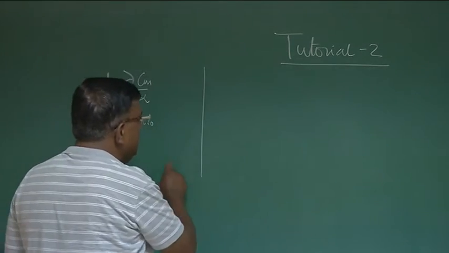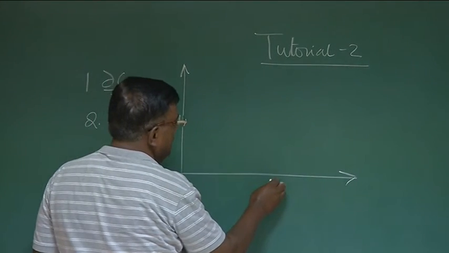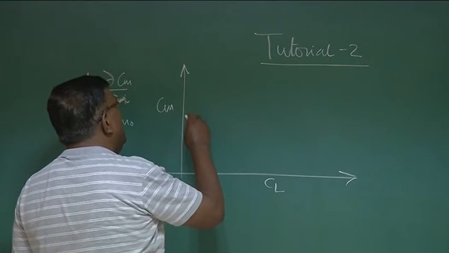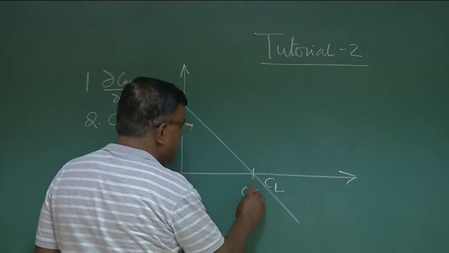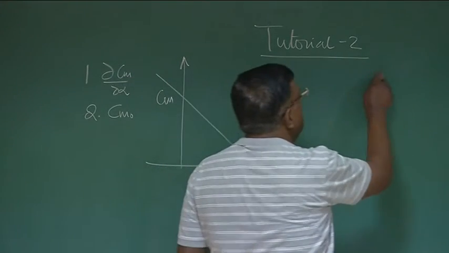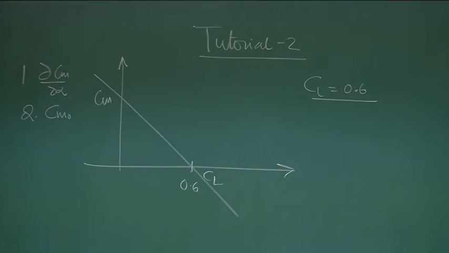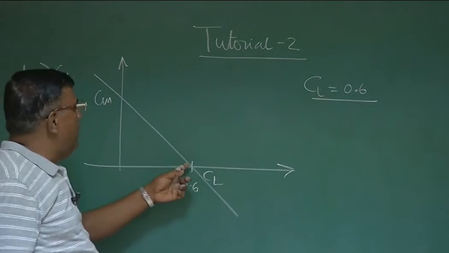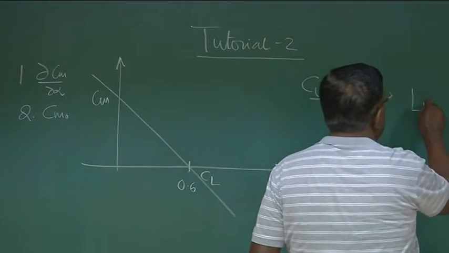So let me create a problem. This is Cm, and this is Cl. Let us frame a problem that we want to fly an airplane such that the lift coefficient, or Cl, equal to 0.6. Where from we get this Cl 0.6? After all, what is this point? This point is cruise, that is our equilibrium. So lift equal to weight.